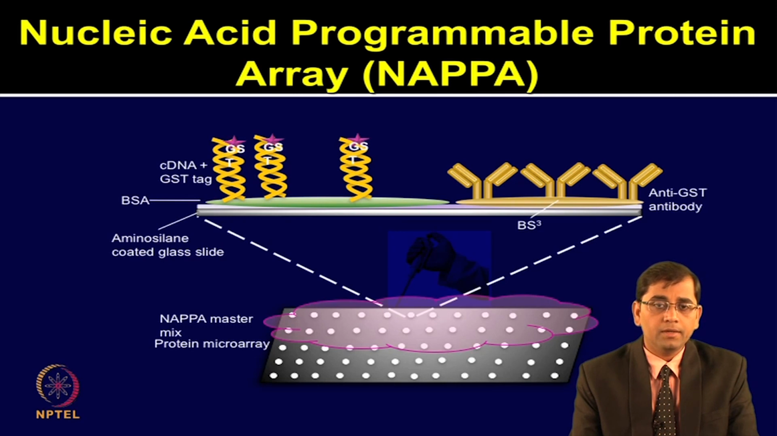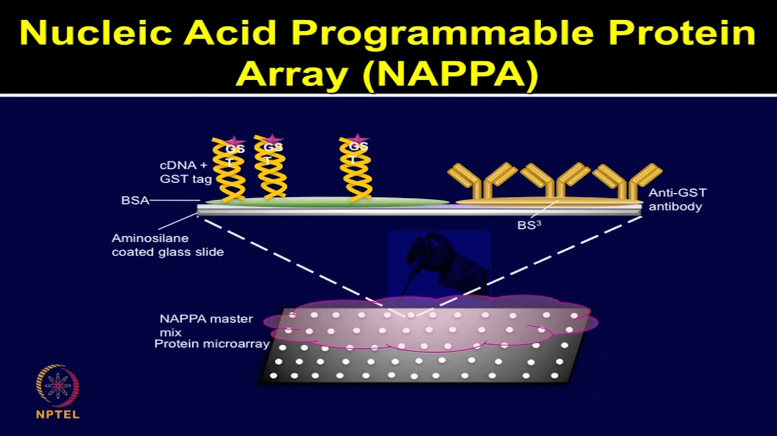Bovine serum albumin is added as part of the master mix, which improves binding efficiency of cDNA, although the exact mechanism is not yet clear. BS3 is the cross-linking agent which facilitates the immobilization of the capture antibody, which is anti-GST antibody in this case, on the array surface. The anti-GST antibody, the capture antibody, binds to the synthesized proteins containing GST tag.